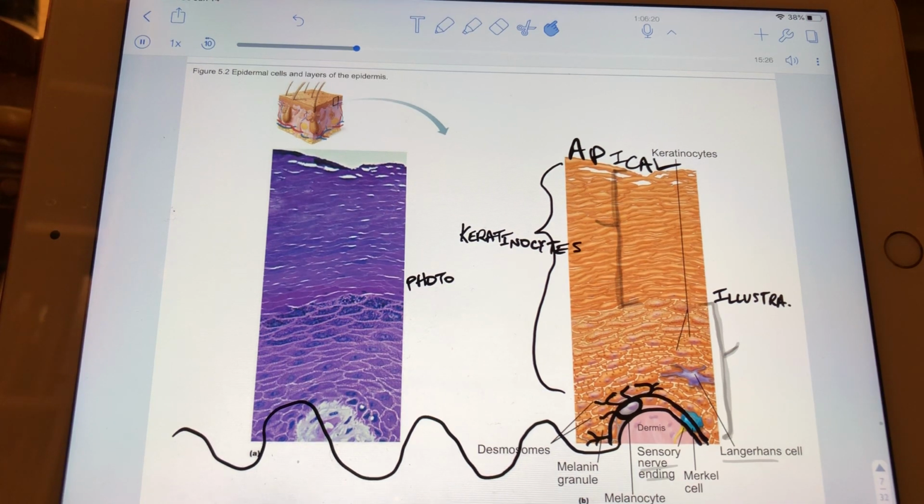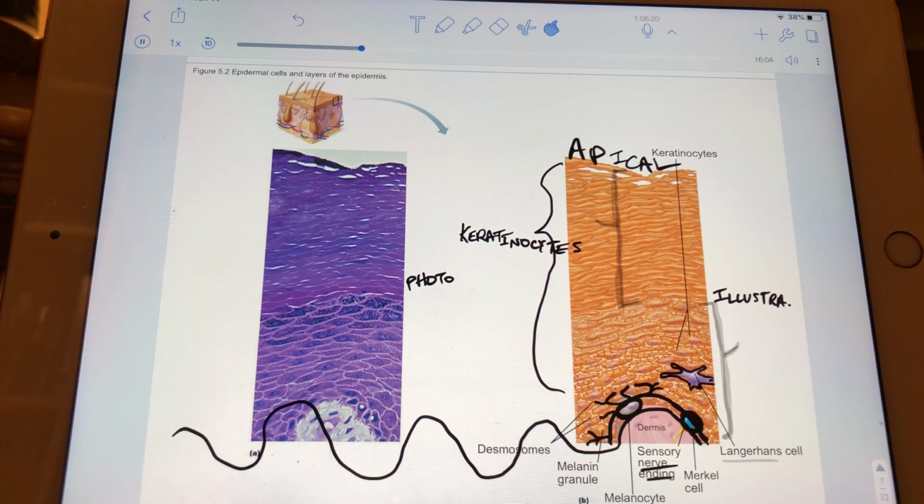Okay. Here also, sort of interrupting or embedded in that innermost layer, is a Merkel cell sitting on top of a nerve ending. Okay. And then here, not quite as deep, in other words, not limited to that innermost layer, is a cell that looks kind of like a macrophage, because it is. Okay, it's just a private macrophage of the epidermis. This is a Langerhans cell, or a dendritic cell.